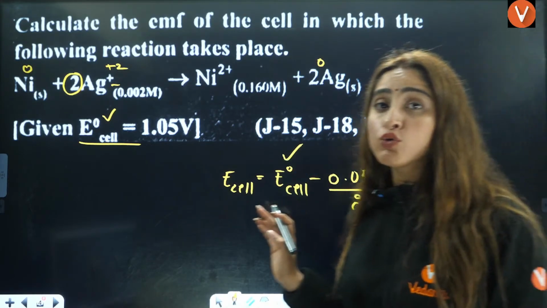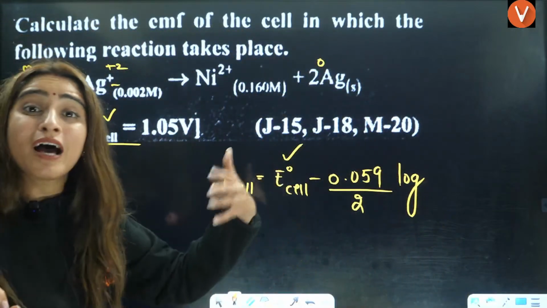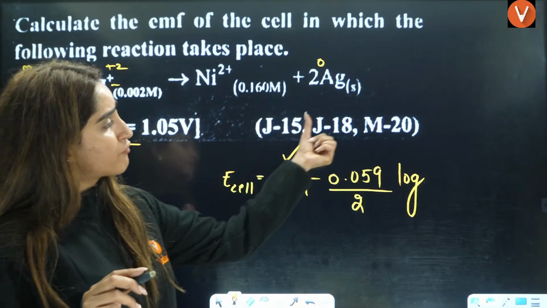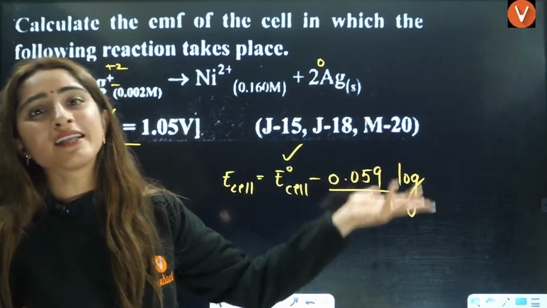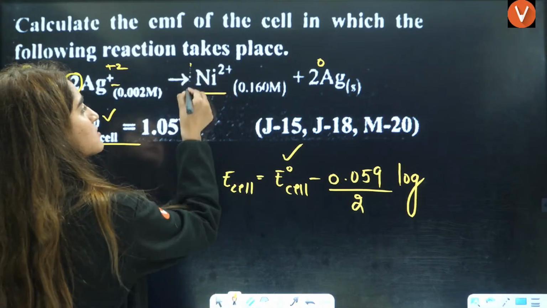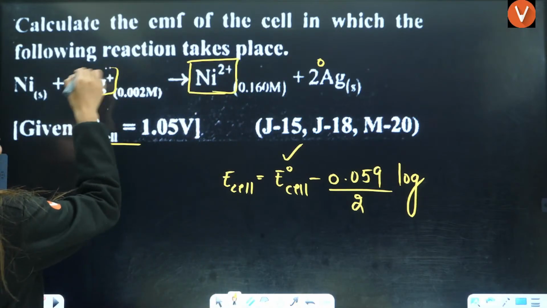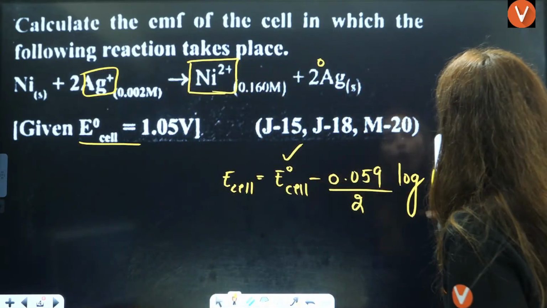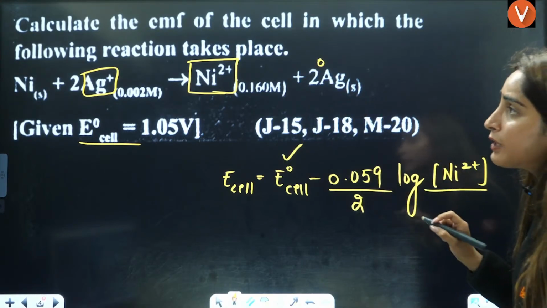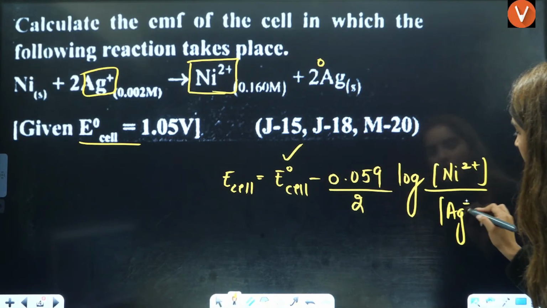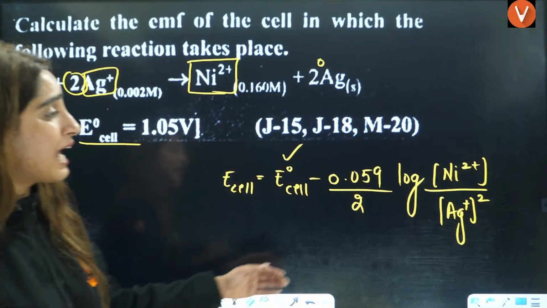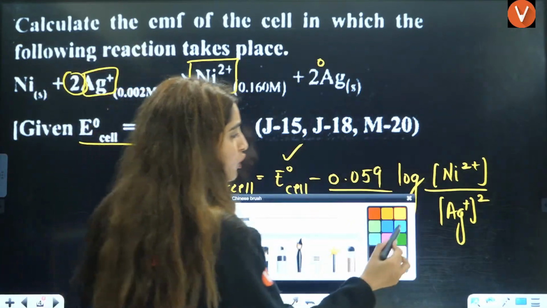What is log of QC? That is product by reactants, right? Now here, what is the product? As you can see, this question is repeatedly asked in 15, 18, 20, right? Log of product by reactant. So this is the product, this is the reactant part. So it is going to be log of nickel 2 positive, there is no stoichiometry, divided by Ag positive raised to power square, because here the stoichiometry is 2. That's why that will be raised to power 2. So that is going to be the overall answer.